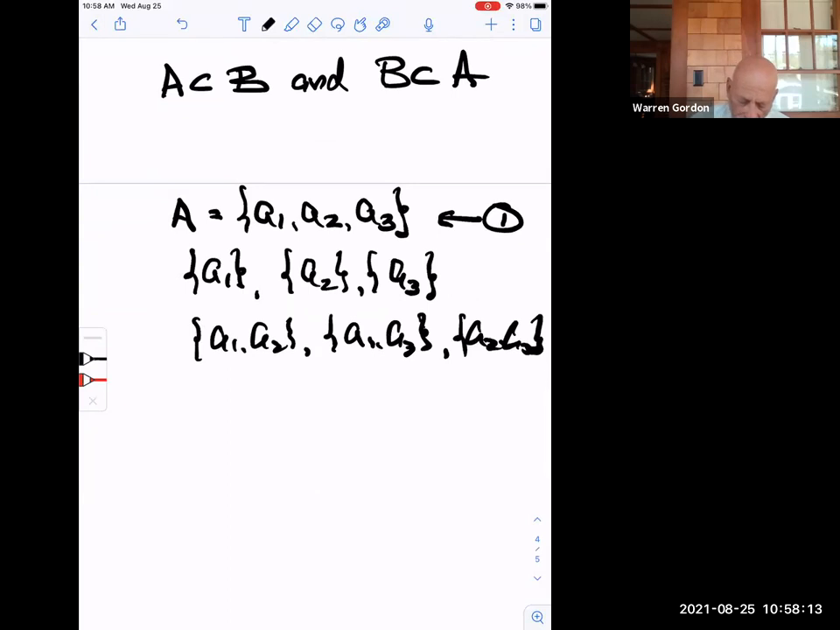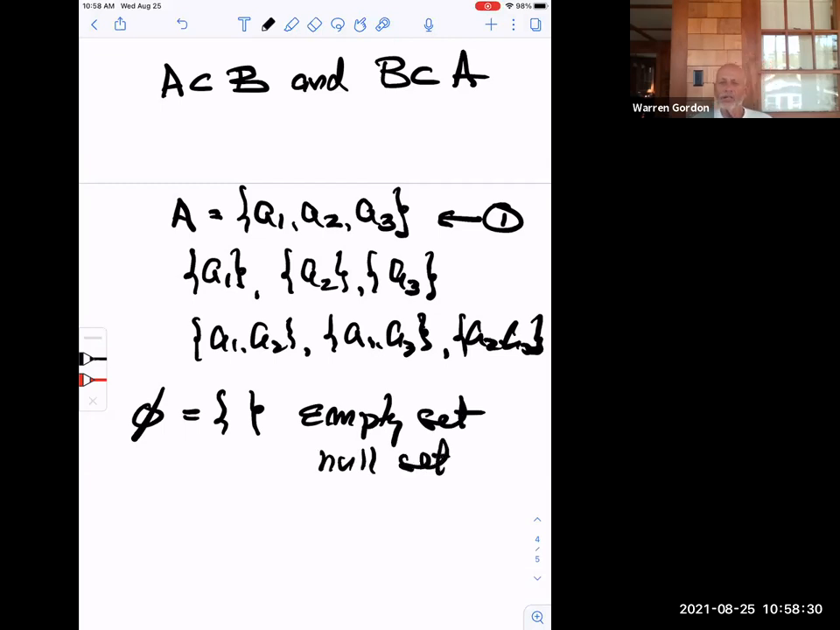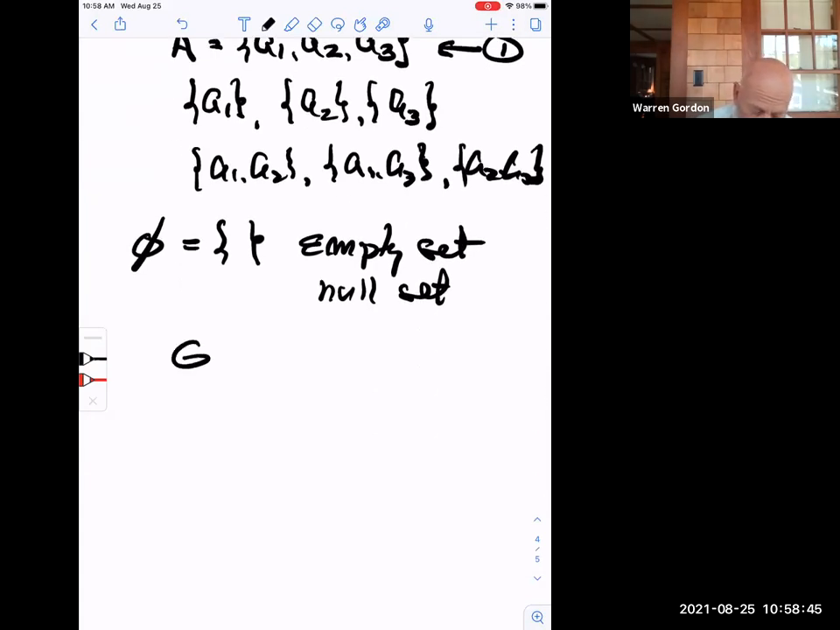In fact, there's one more subset here. This one. The set with no elements. This is called the empty set or the null set. In fact, I can prove it in words. Is there any element in this set that's not in A? And clearly the answer to that is no. Therefore, every element in the empty set is in A. In fact, there are none. More generally, given any set A, the empty set is a subset of that set.